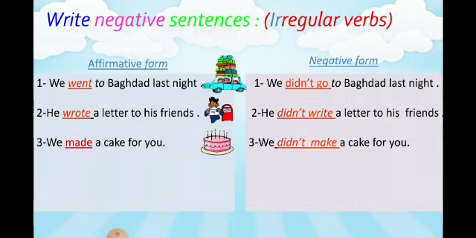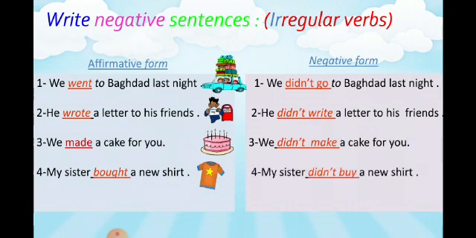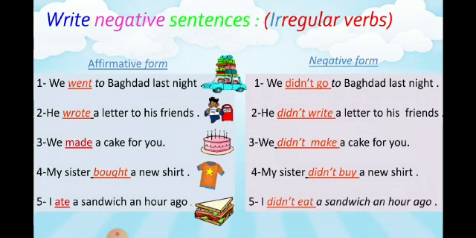Also we put didn't after the subject of the verb. أيضا وضعنا didn't بعد الفاعل. Then we change the verb into base form وتم تغيير الفعل وإرجاعه إلى أصله. made أصبح make. Number 4. My sister bought a new shirt. My sister didn't buy a new shirt. Bought أصبح buy. Number 5. I ate a sandwich an hour ago. I didn't eat a sandwich an hour ago.